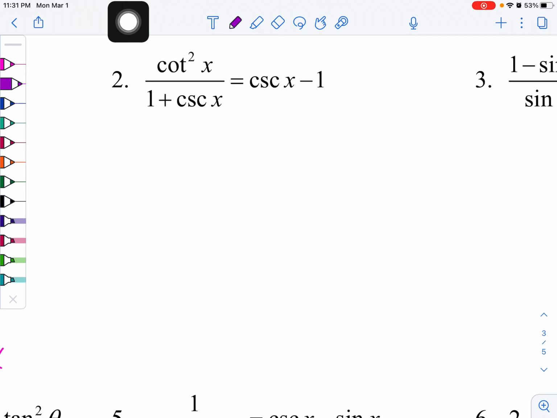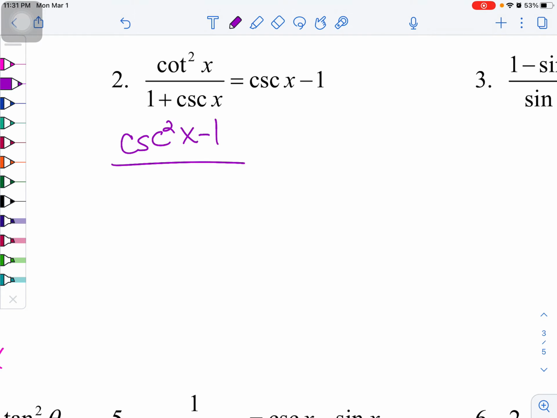All right, number 2. Number 2, I'm going to do a little differently, mostly because this cotangent squared x can be replaced with cosecant squared x minus 1 over 1 plus cosecant of x. This is probably something you may not have recognized. You can actually factor this.